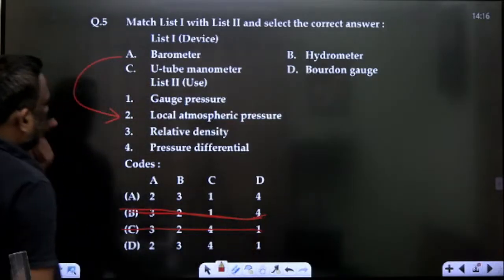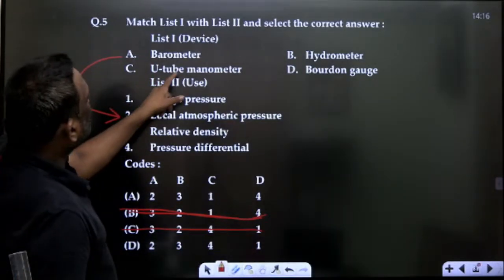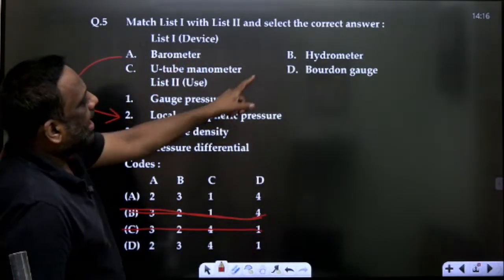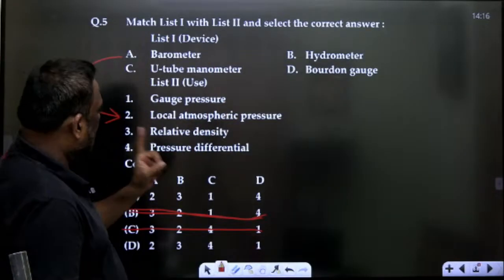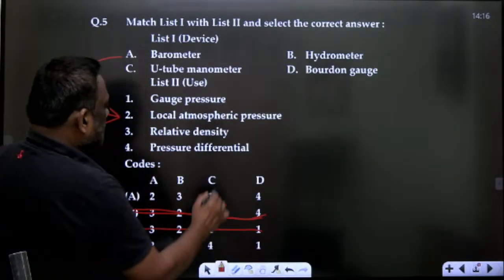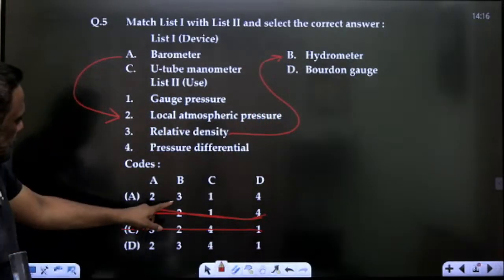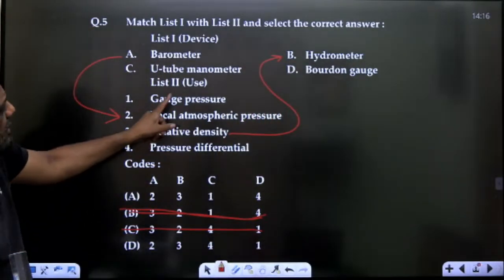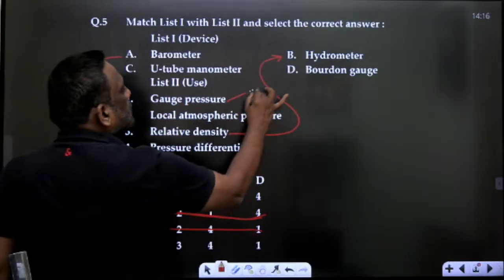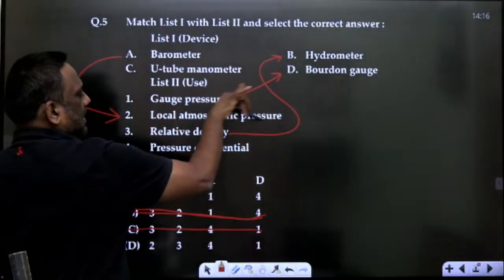Then next, manometer. Wait a bit. Hydrometer is used for specific gravity, relative density. Exactly. So therefore, B is matching to 3. And gauge pressures. Bourdon's pressure gauge is used for gauge pressure. So 1 is matching to D.